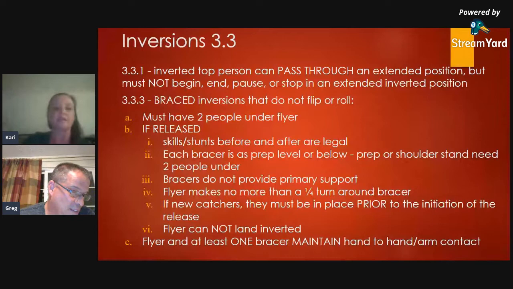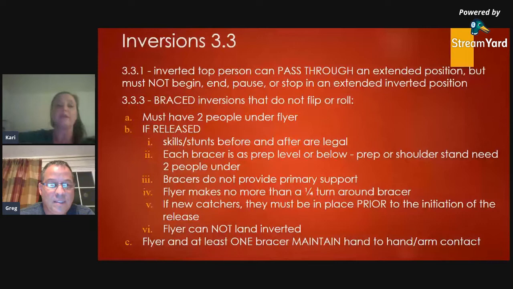thigh stand, handstand. And then if you're calling B, they're releasing to a non-inverted position. So the flyer could go from a handstand up to an extension while that bracer is holding their other arm. The thing that always catches my eye when I'm judging this is if the bracer with the prep doesn't have a back spot. And I'm always like, oh, it's a release. They need a back spot.